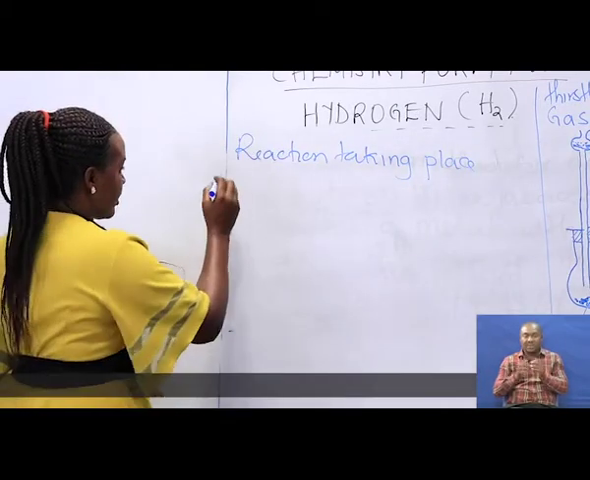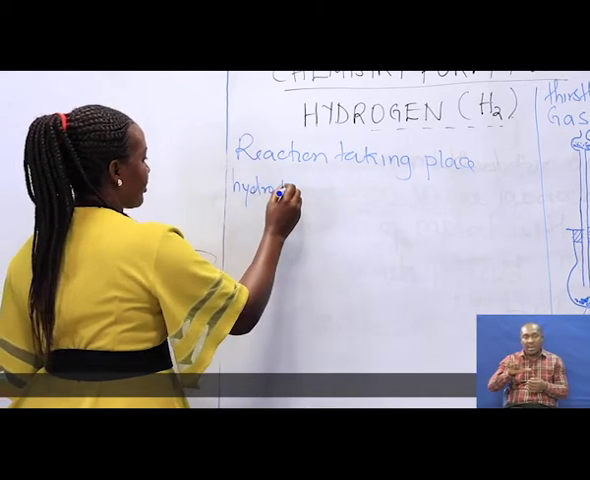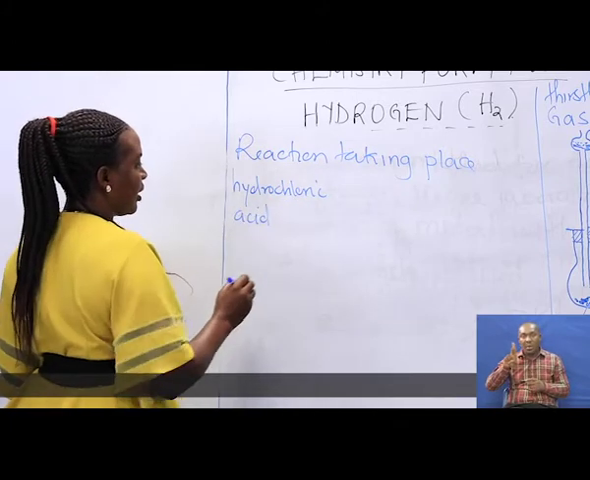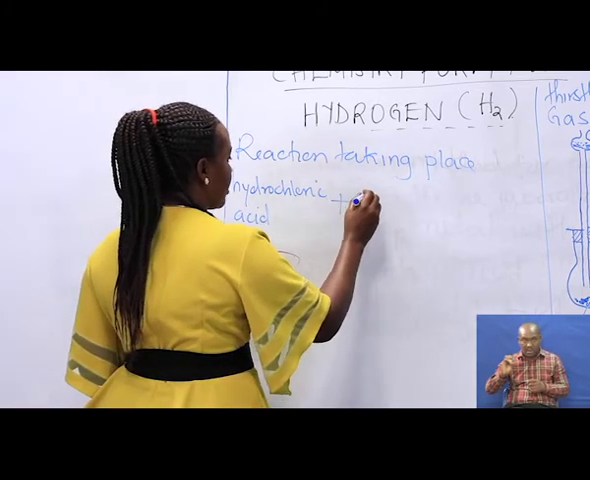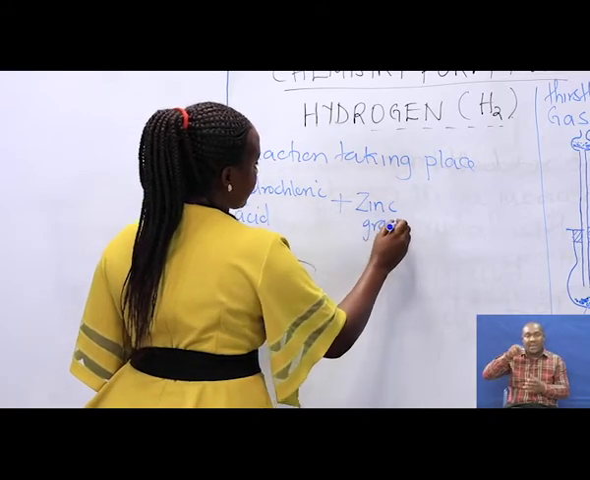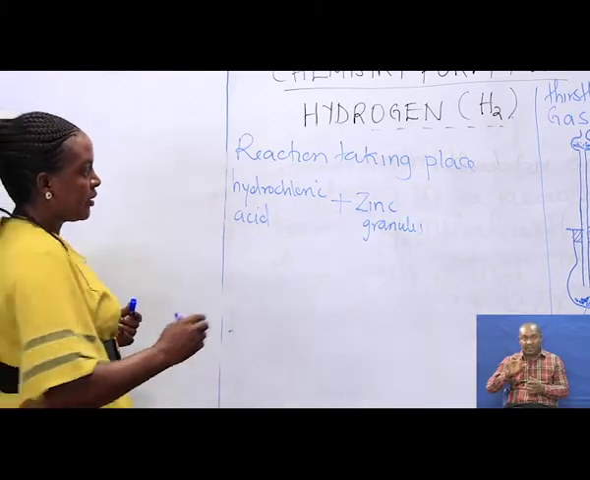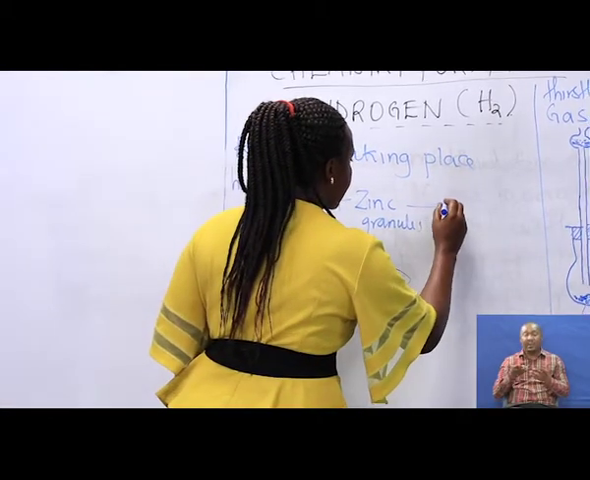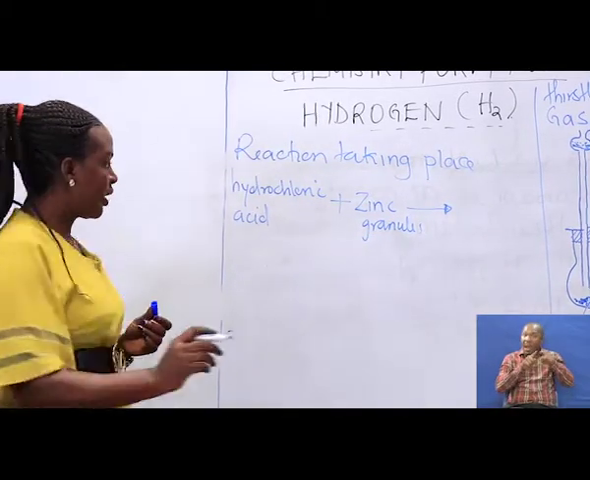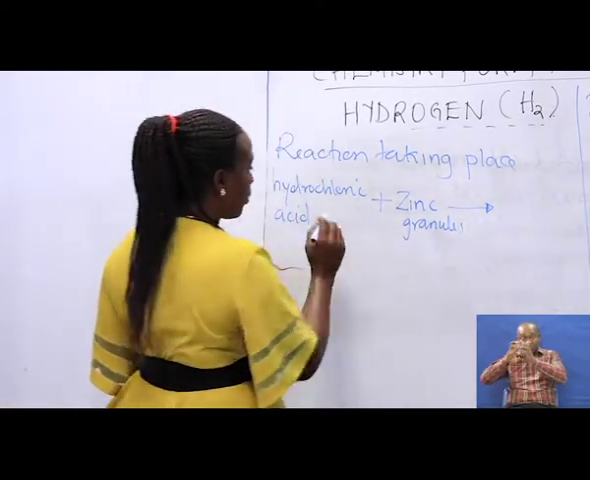So, it is dilute hydrochloric acid. This one will react with zinc granules. This one will produce this word equation. When hydrochloric acid reacts with zinc granules, what will happen?